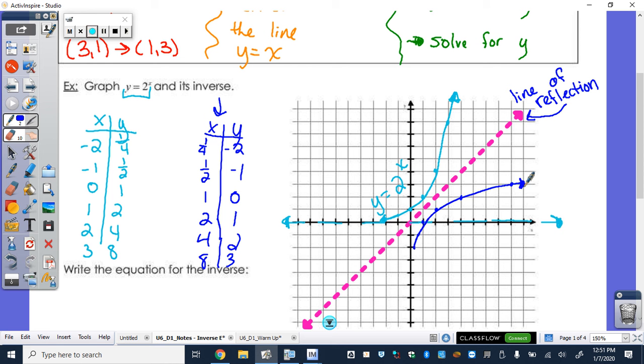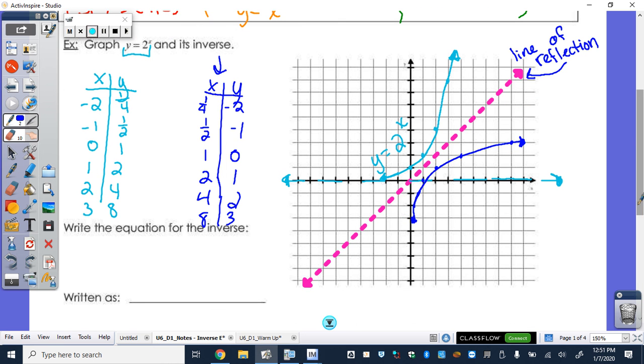Since our original had an asymptote, your inverse does also. Only that also changes and becomes your y-axis. So our asymptote is a vertical asymptote now after we reflect over that line y equals x.